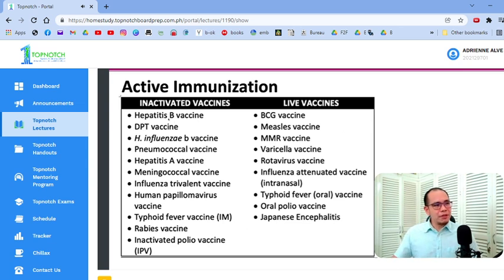So it's very easy to memorize. How do I remember which ones are inactivated, which ones are live? What I do memorize are the live vaccines. Kakalimutan ko na to. Huwag mo na i-memorize isa-isa yan. Mas marami yan. Ito na lang i-memorize mo. Bakit ang suggestion ko is live lang yung i-memorize nyo?